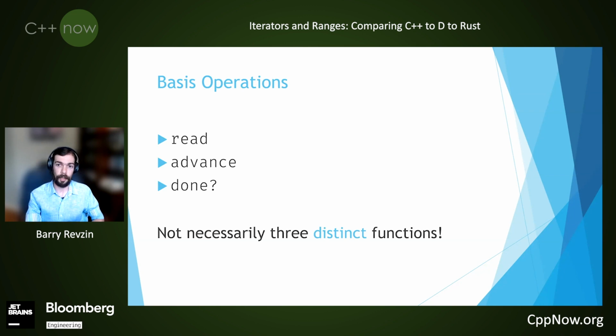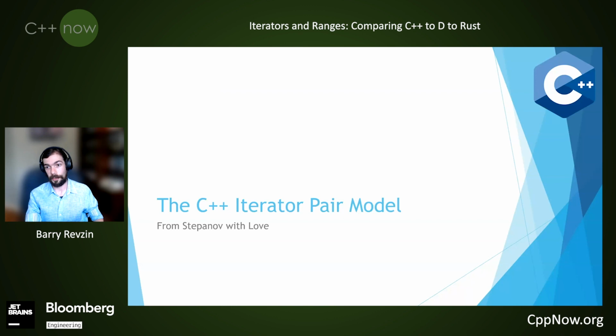And we're going to walk through a bunch of different ways that various languages address these three operations. And so we'll start with C++: the C++ iterator-pair model, which has been around for a very long time, and which I suspect a lot of people in this conference are going to be pretty familiar with, but I think it'd be worth just going through it real quick as a refresher.